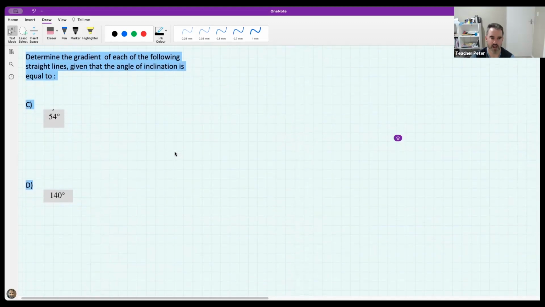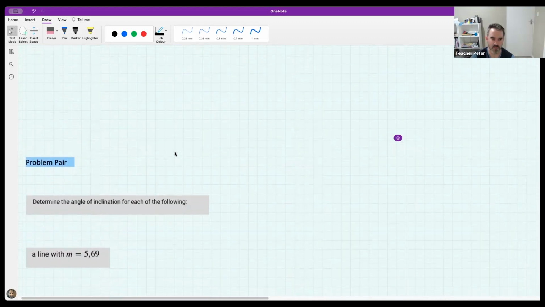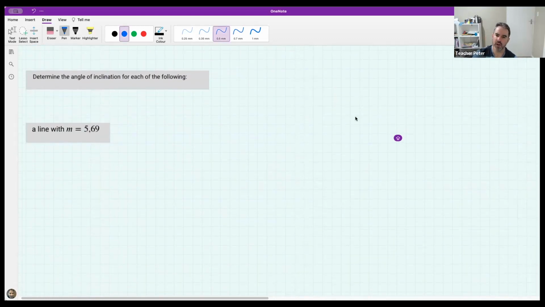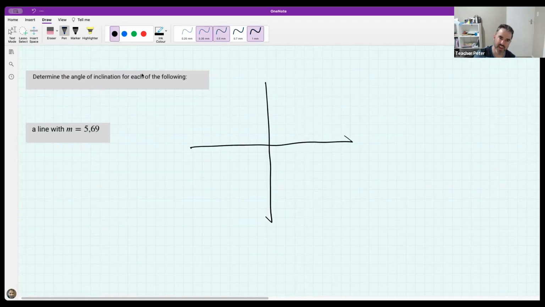All right. Now, let me go the other direction. So if you have a straight line with a gradient of 5.69, that is going to be positive, and it's probably going to be quite steep like that. Now, what we need to do is we need to see, can we use the formula to go backwards? I want to know, what is this green dot, the angle of inclination for this red line?